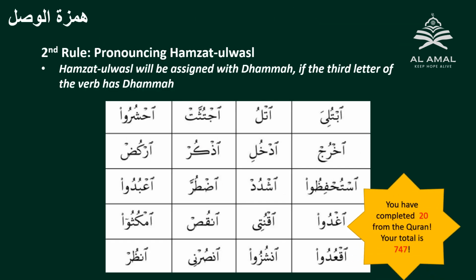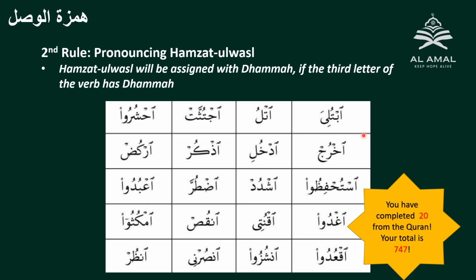So now let's look at the second rule of Hamzatul Wasl. Over here, this is the first letter, Hamzatul Wasl, followed by Ba, which is the second letter, and Ta is the third letter. Ta has a damma on top of it, right? Because the third letter has a damma, Hamzatul Wasl will also be read with a damma. So here it's read as Ubtuliya.